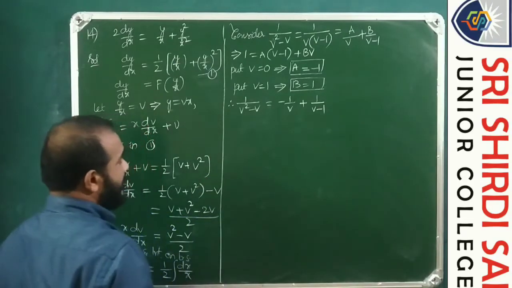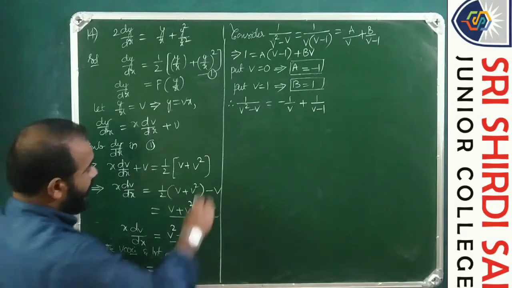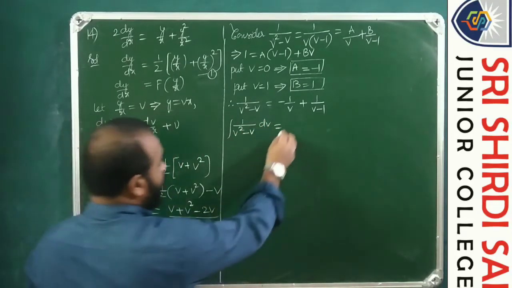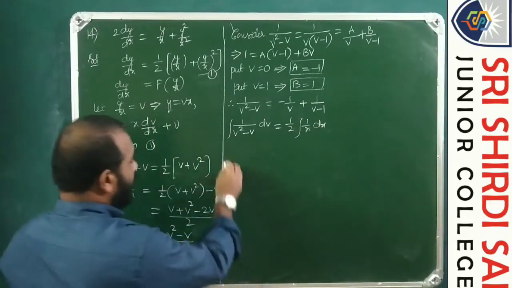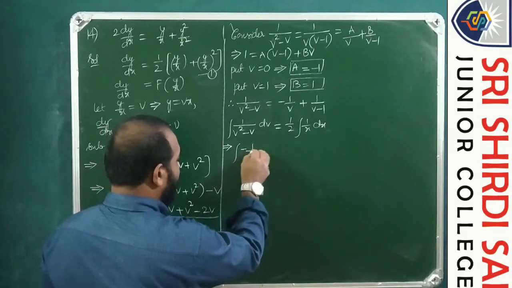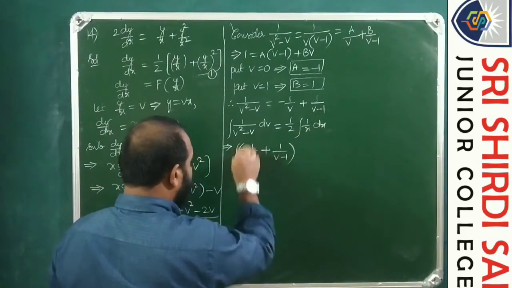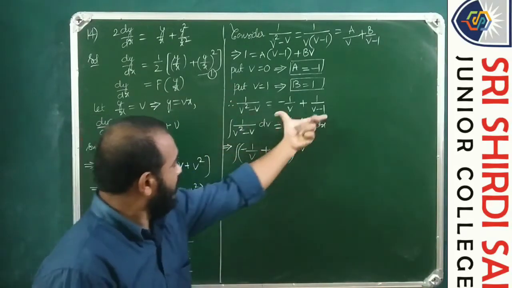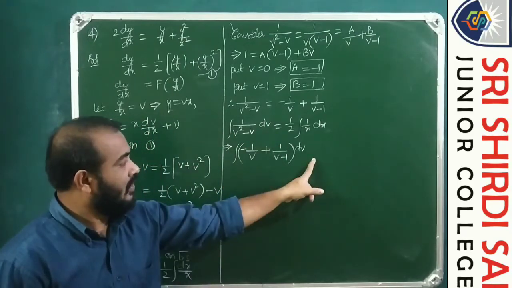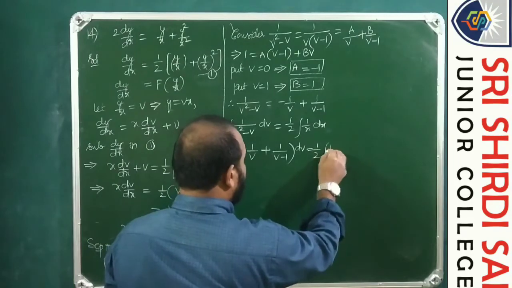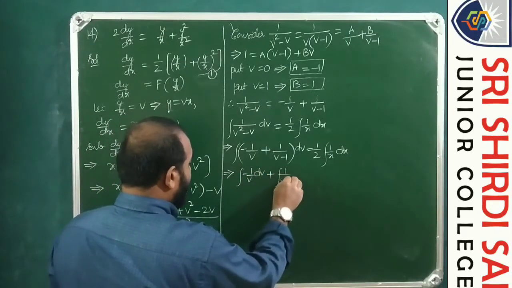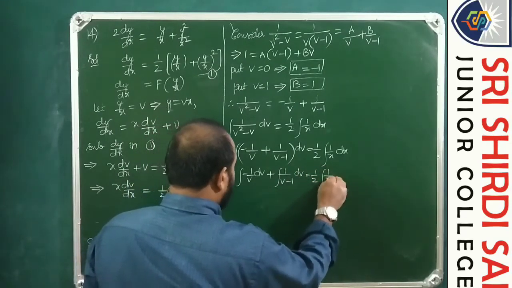Now here, integral dv by v square minus v is equal to 1 by 2 integral 1 by x dx. This is equal to integral of minus 1 by v plus 1 by v minus 1, whole dv. I have replaced 1 by v square minus v with this, integral dv I have written the same. So 1 by 2 integral 1 by x dx. So this is minus 1 by v dv plus 1 by v minus 1 dv is equal to 1 by 2 integral 1 by x dx.